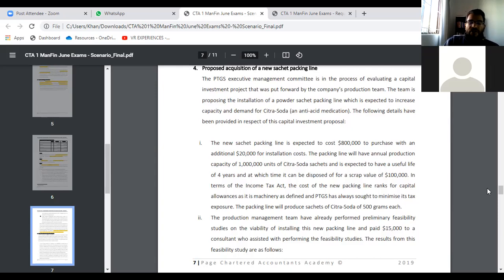Now, what's important to take note of: read the scenario in its fullest and try to get a big picture overview of the scenario in the 30 minutes. Okay, so use that 30 minutes to get a big picture overview.